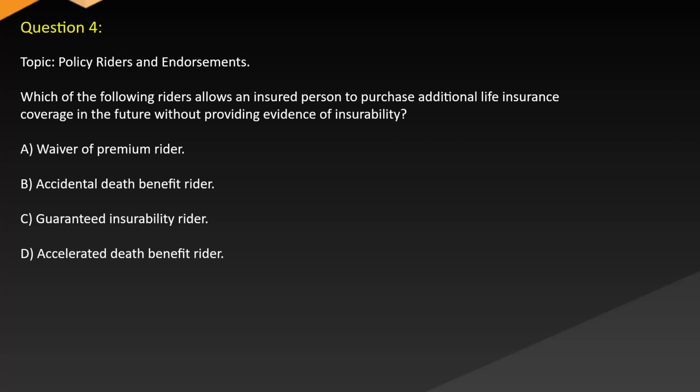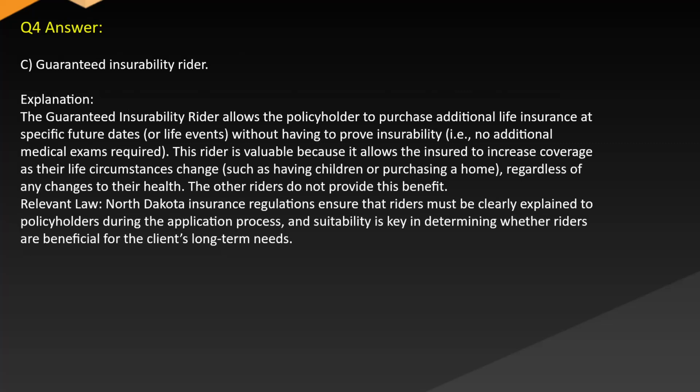Question 4. Topic: Policy riders and endorsements. Which of the following riders allows an insured person to purchase additional life insurance coverage in the future without providing evidence of insurability? A. Waiver of premium rider. B. Accidental death benefit rider. C. Guaranteed insurability rider. D. Accelerated death benefit rider. Answer: C. Guaranteed insurability rider.